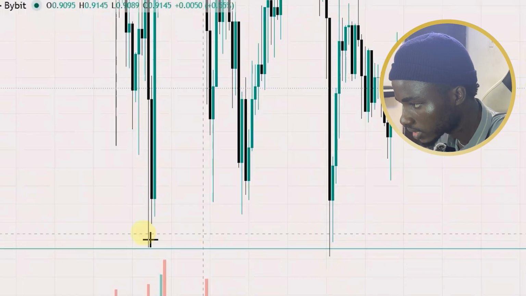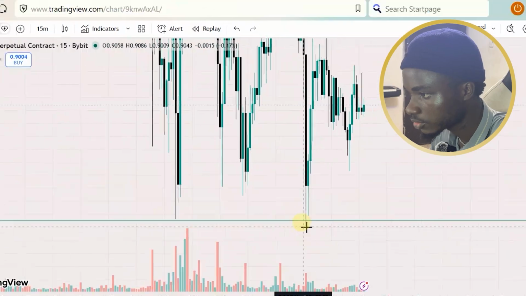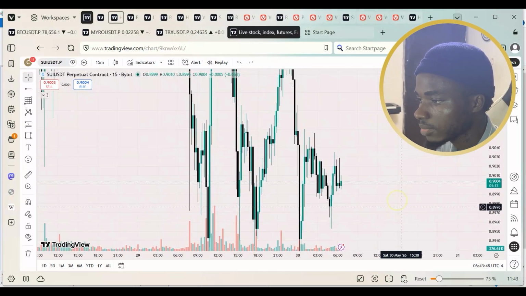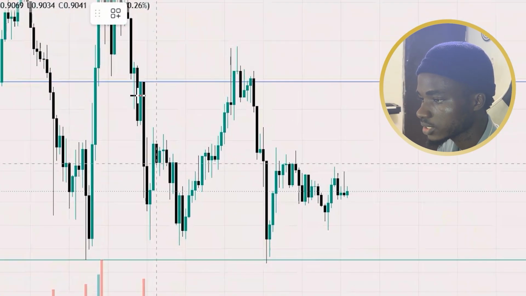Of course, liquidity was here. This was the previous day low. So this particular line here has swept the liquidity. So what next? I'm expecting a market structure shift. So what I want to see now is the market close above here.